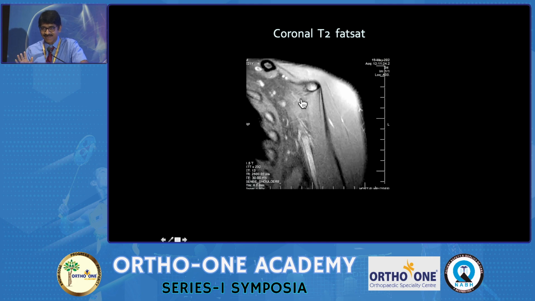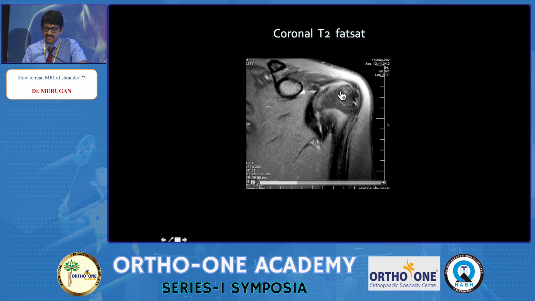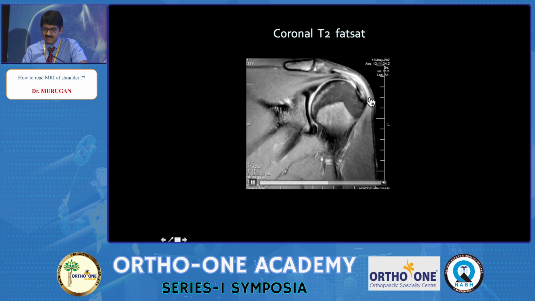Then the last is the coronal. Okay, so don't go to the coronal first. Again, you can see the mid-coronal. We are able to see the supraspinatus tendon insertion. As we go more posteriorly, the infraspinatus tendon.